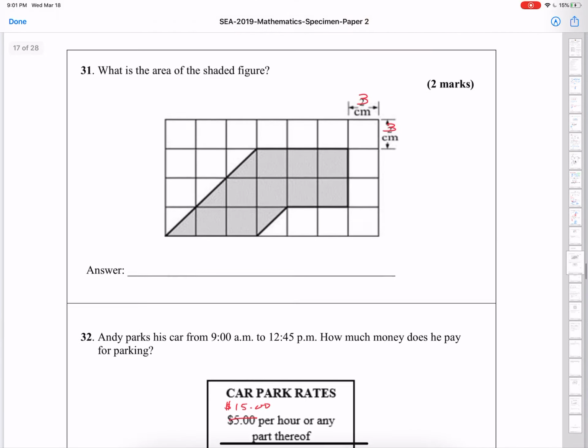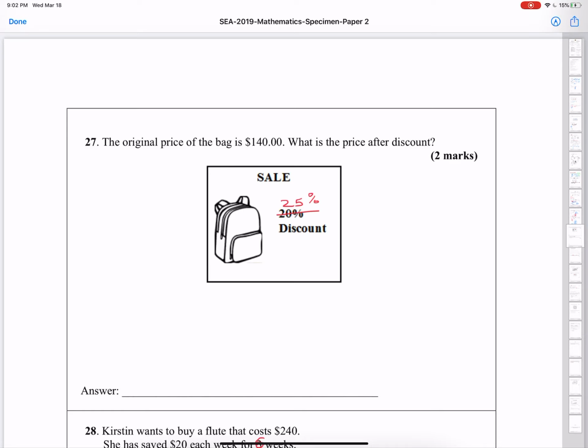Okay. The original price of the bag is $140. What's the price after the discount? 25% off. 25% discount. We learned to do this using 2 different methods. One of them is the minus before, one of them is the minus after.